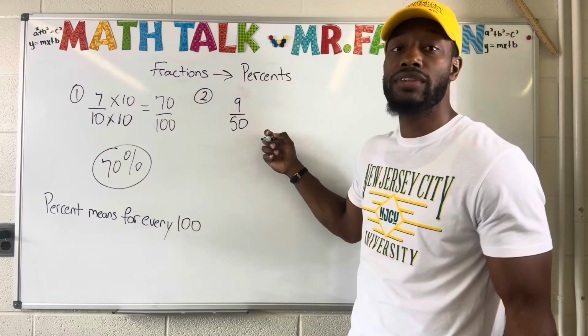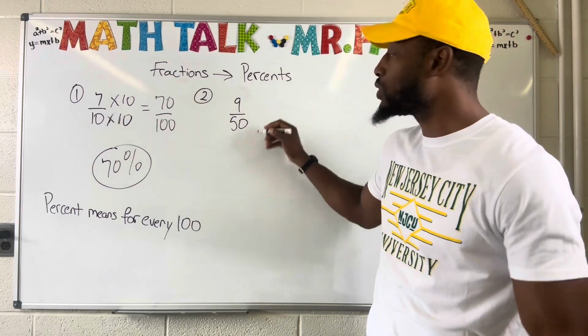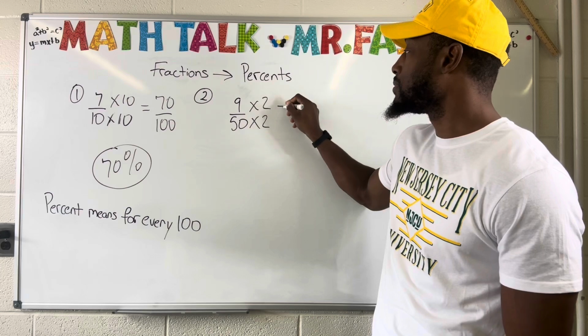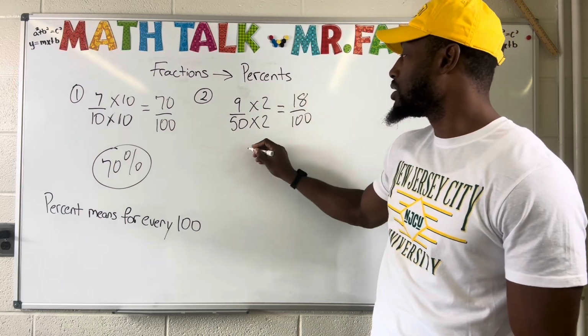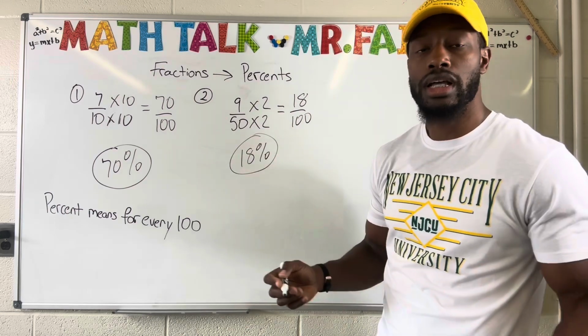We come here, we have 9 over 50. We want to turn this 50 into 100. 50 times 2 will give me 100. Whatever I do to the bottom, I do to the top. Now we have 18 over 100, which is nothing but 18%. That's what we're looking at.